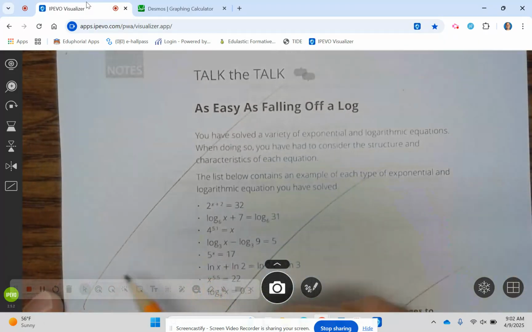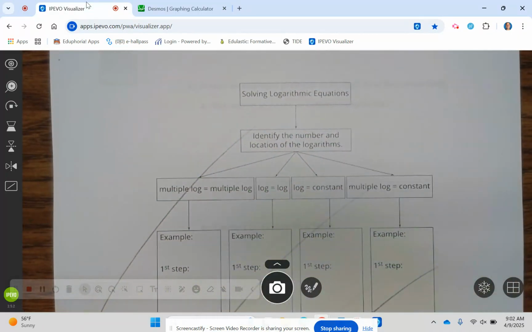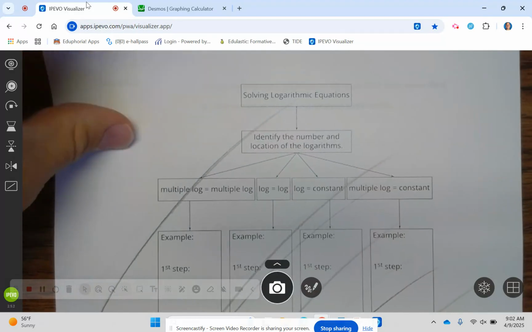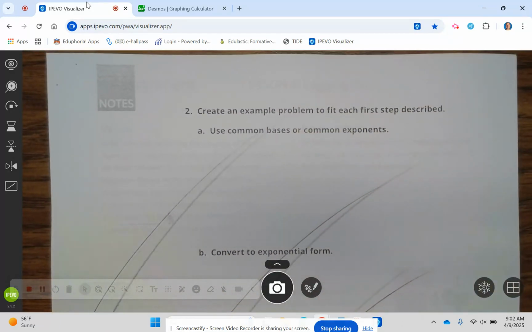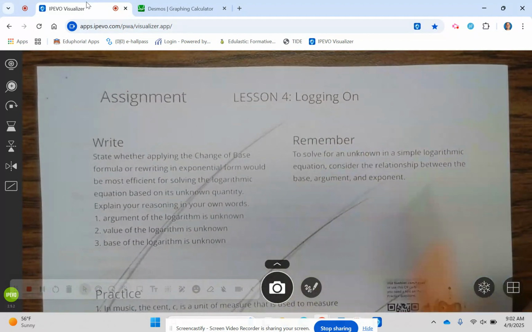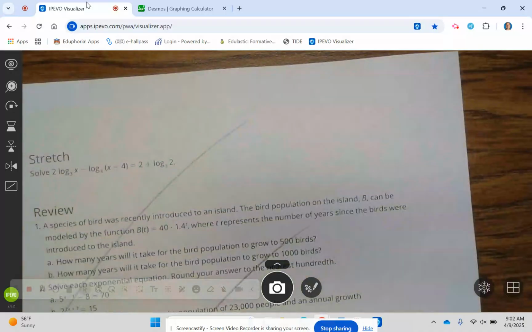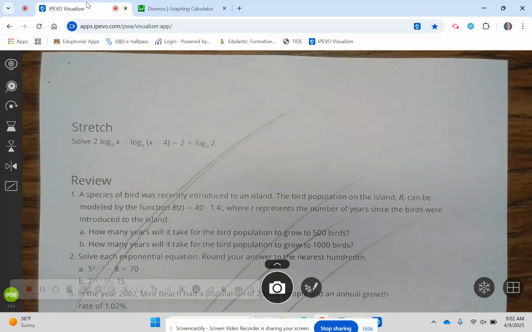Go ahead and mark out this page. Then go and finish up your notes, start working on the assignment, and have a wonderful Wildcat day.